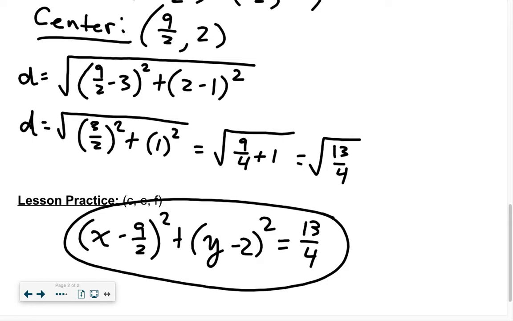There are a number of different problems that they can throw at you when it comes to the equation of the circle. They could give you simply the center and the radius. They could give you 2 points on the circle. They could give you the center as well as a point on the circle. Let's do C, E, and F.